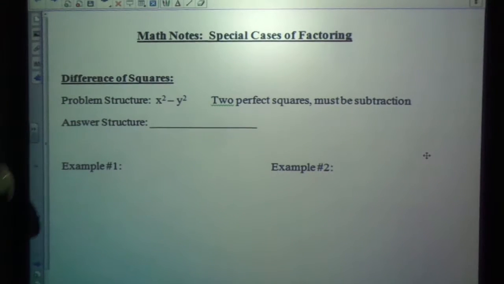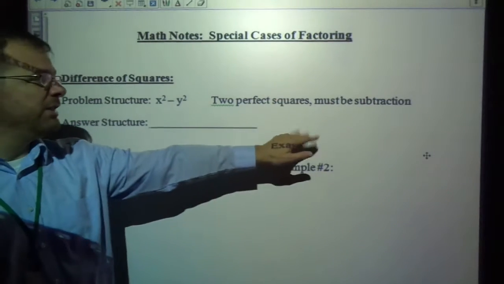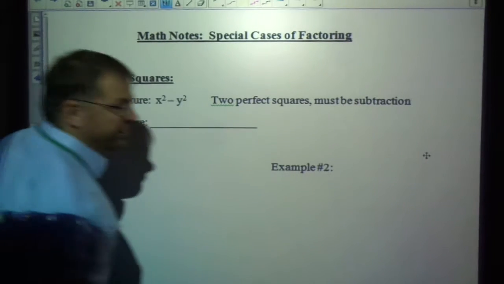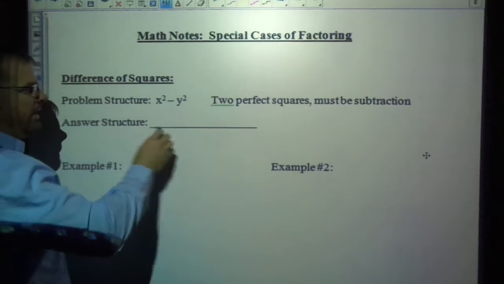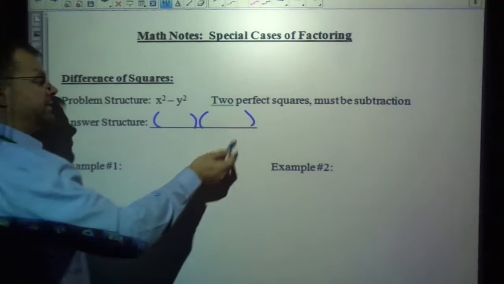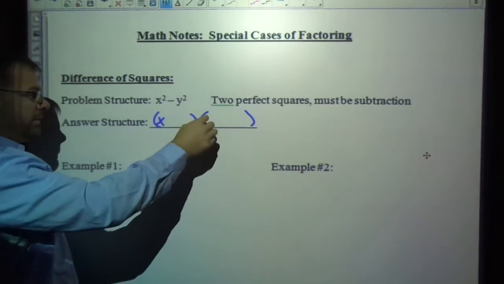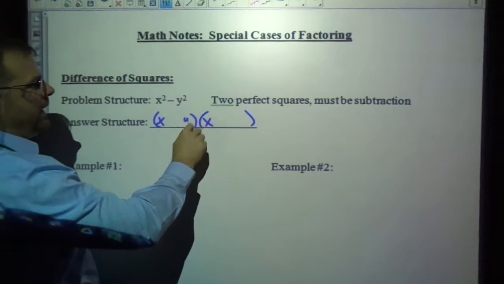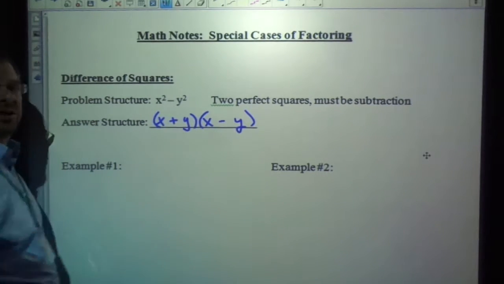So a problem structure is something like this with x squared minus y squared, where we have two perfect squares and it has to be subtraction. If we have perfect square minus a perfect square, then this is considered to be a difference of squares problem. And the answer will always look the same way. The answer structure will always look like this. The square root of the first term, which in this case is going to be x, goes in the first places. The square root of the second one, which in this case is going to be y, goes in the second one. And the signs are always opposite. One's positive, one is negative.